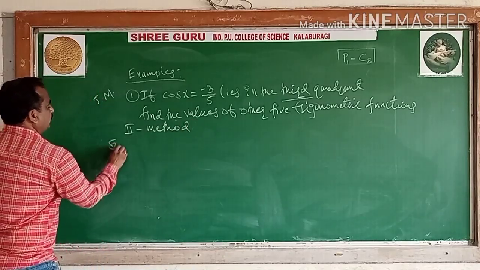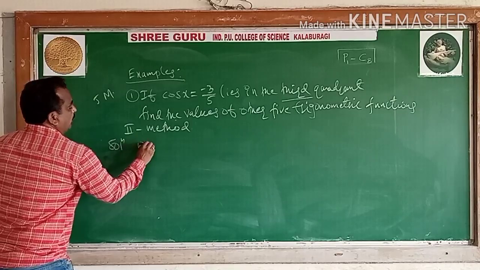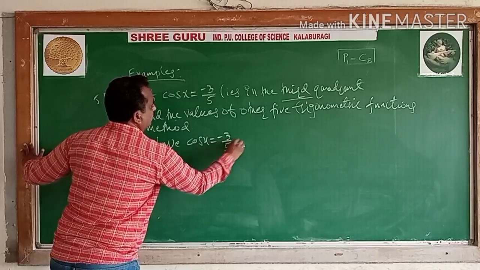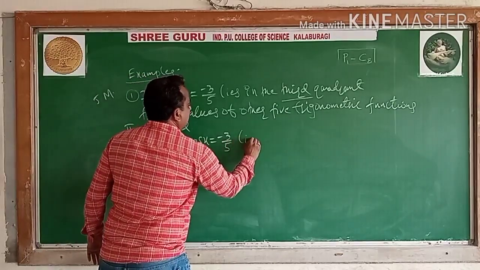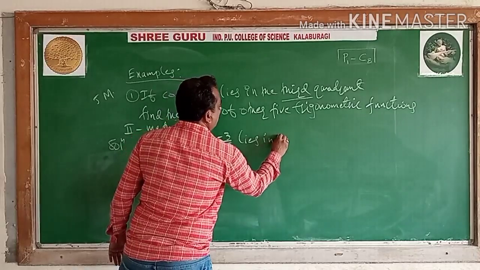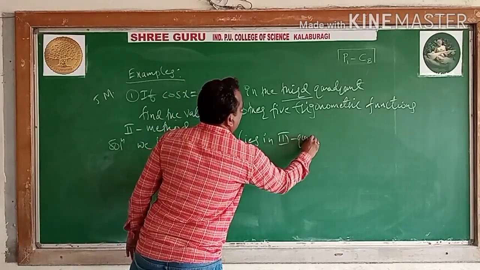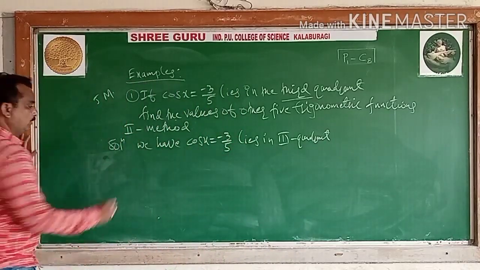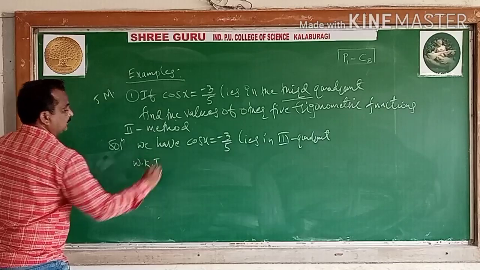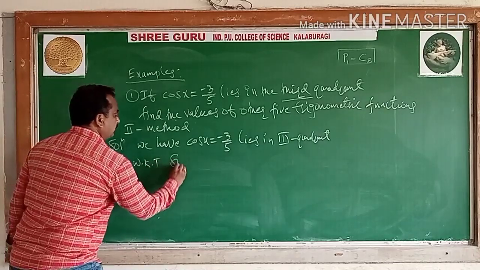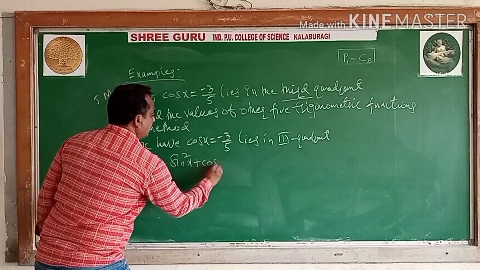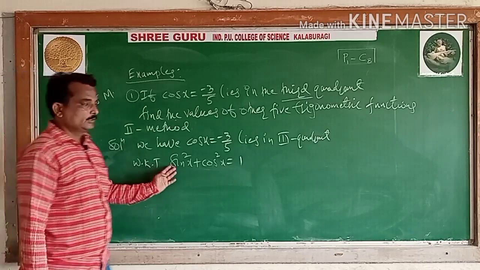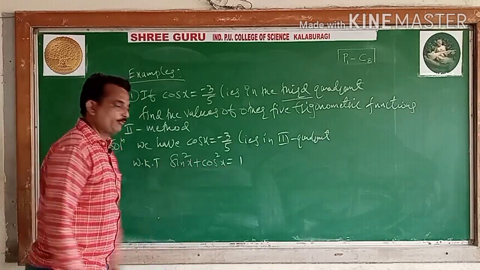So, what do we have? Solution: we have cos x equal to minus 3 by 5, lies in the third quadrant. This is important. See, students, cos x you have. You have to calculate the other trigonometric functions. We know that sin square x plus cos square x equals 1, identity number 1, which you have studied. You have cos. Is it possible to find sin?